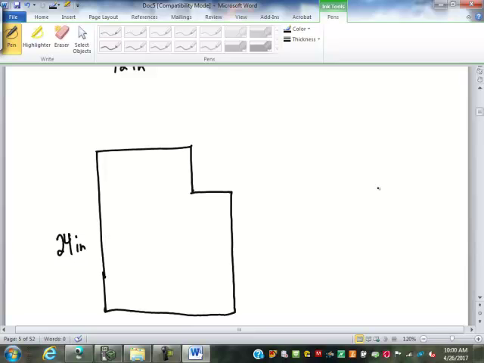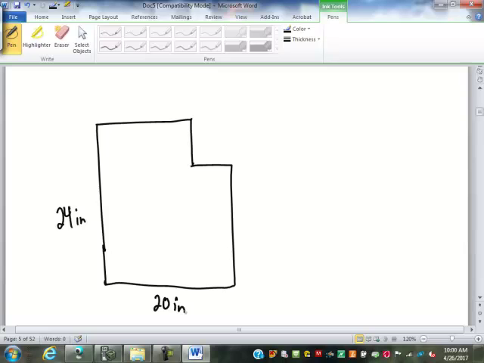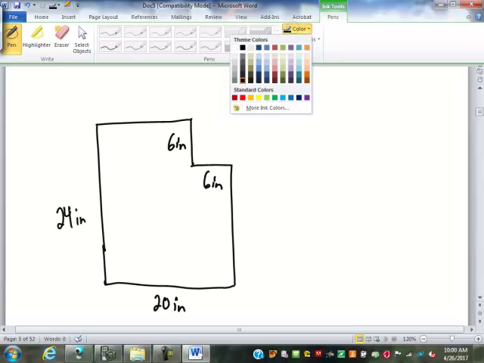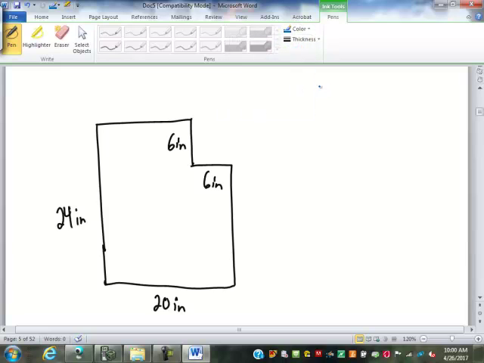Let's say that's 24 inches. This is 20 inches. 6 inches and 6 inches. If I want to find its area, the perimeter actually is just going to end up being 88 inches, just adding up the sides. If I want to find its area, first of all, I should probably find the missing sides. What would this side be? Careful. It ends up being 14.